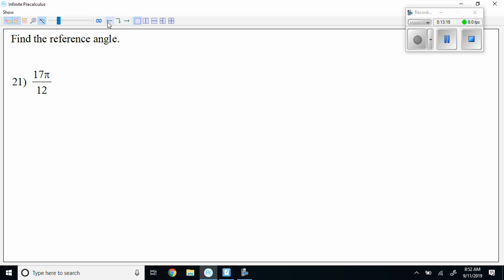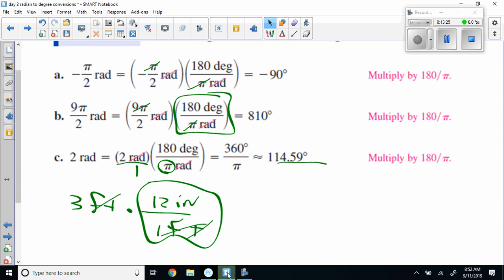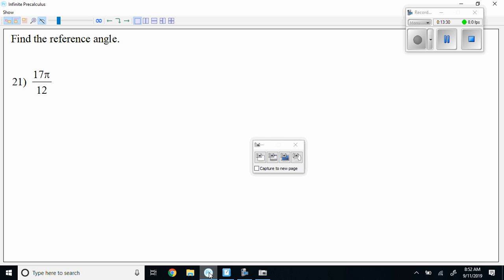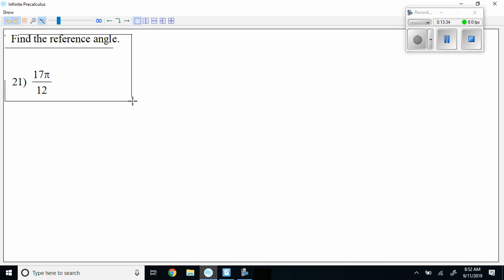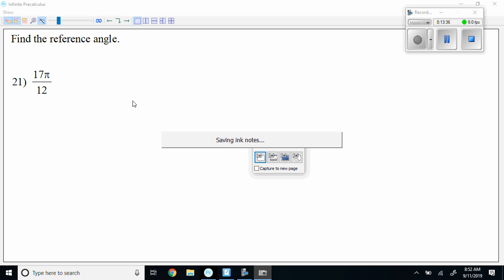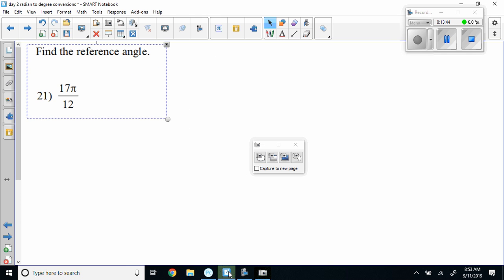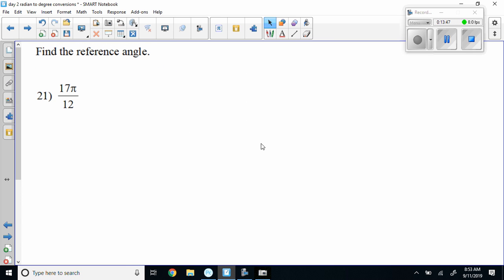Okay, so reference angles, right? 17. You want this one? Let's go here, and I want to show you something. Because one of my students in 6th period said, hey, Palmer, I do it this way. I said, well, that's great. I want you to be able to do it both ways. Okay. Reference angle. 17 pi over 12. Oh, snap.